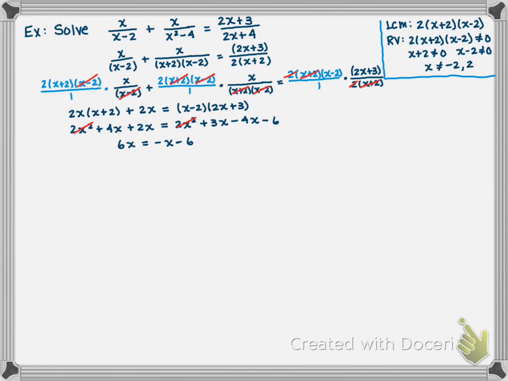And then this is just a linear equation, so I'm going to get all terms containing x on one side and all terms not containing x on the other side. So we have 7x equals negative 6, and x equals negative 6/7. Is that a valid solution? That works, right? Because it's not negative 2 or positive 2. And so that's the solution to our equation.